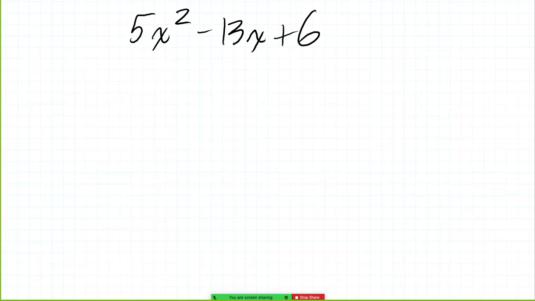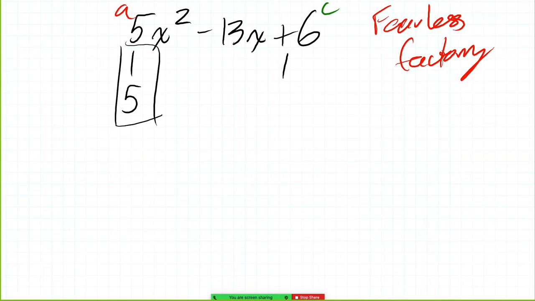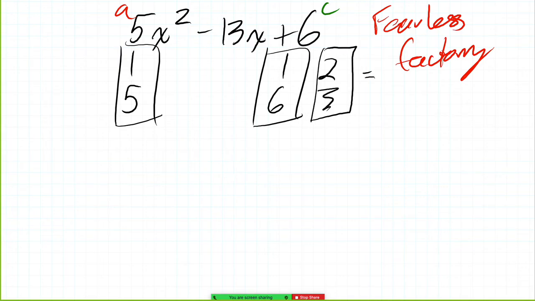Okay. We're going to use that fearless factoring method again. That way we can go a little quickly through this. So for fearless factoring, same concept. We have our A and C, so we're just going to write out the factors of these. So 1 and 5 are the only factors of 5. 6 has two sets, 1 and 6, and 2 and 3. We're going to find out the products, and the products need to sum to our B term, which is negative 13. Okay, so we'll do a little trial and error.